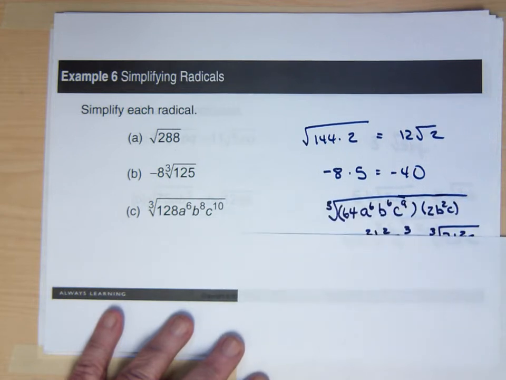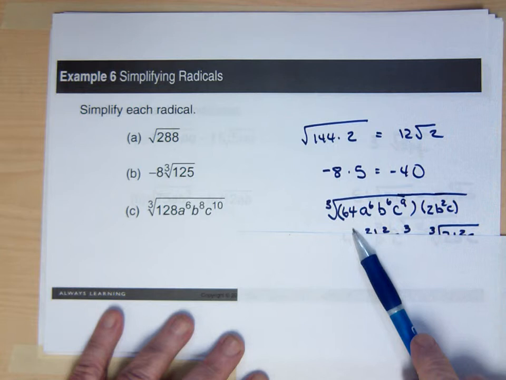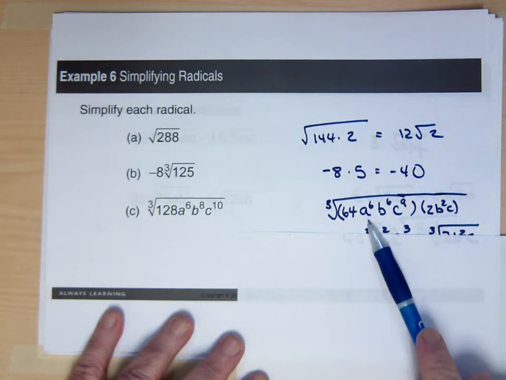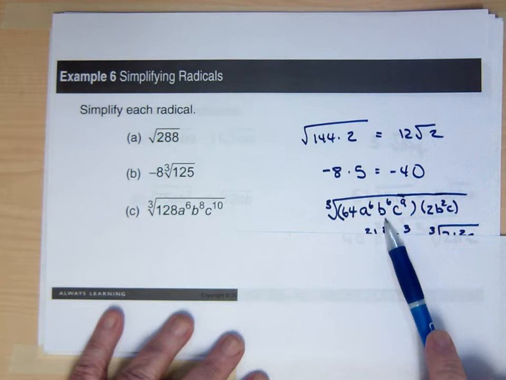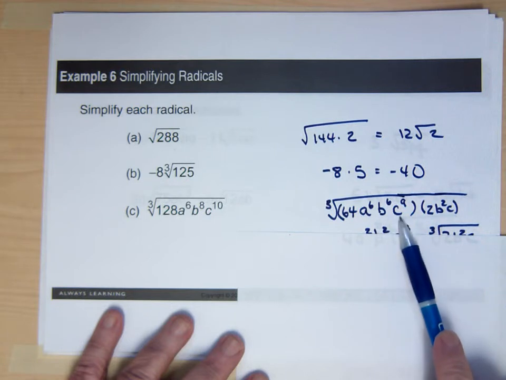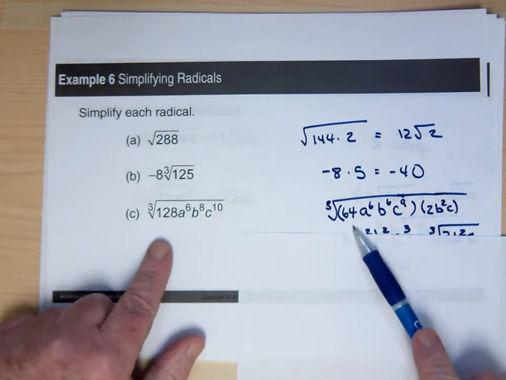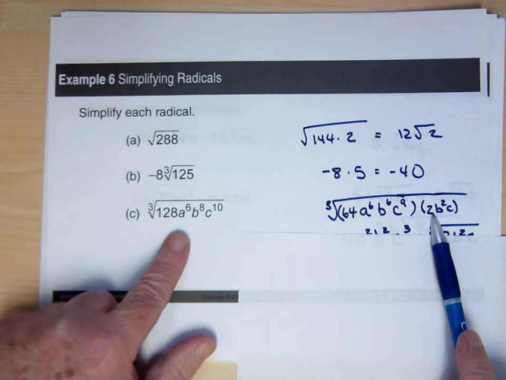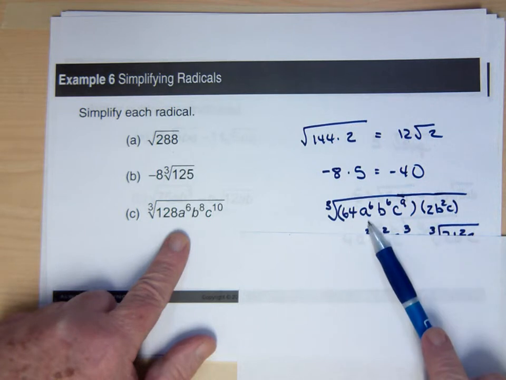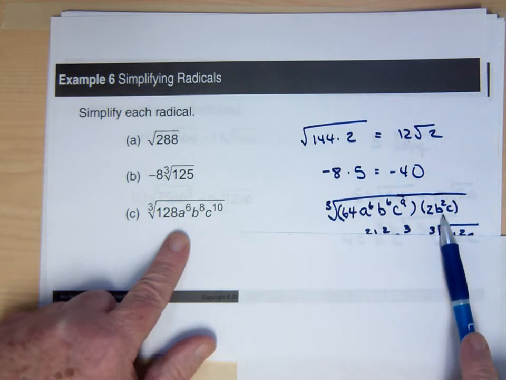So the 64 is a perfect cube, a to the 6th is a perfect cube, b to the 6th is a perfect cube, and c to the 9th is a perfect cube. Now I do have some leftovers. I need a 2 times the 64 to get the 128. The a stands by itself, but then I'm going to have a b squared and c left over.